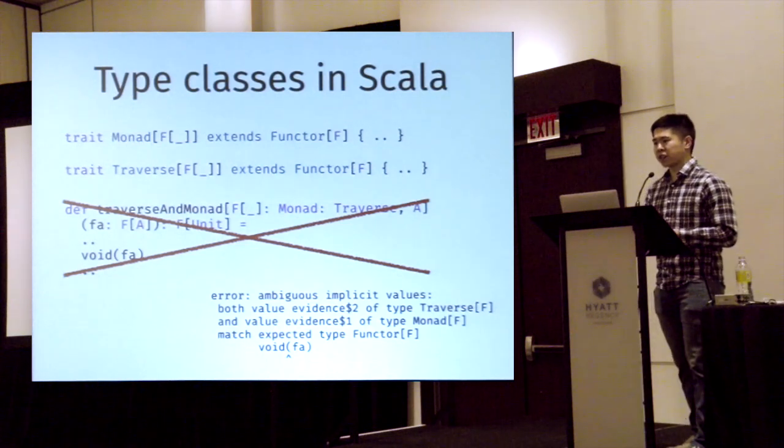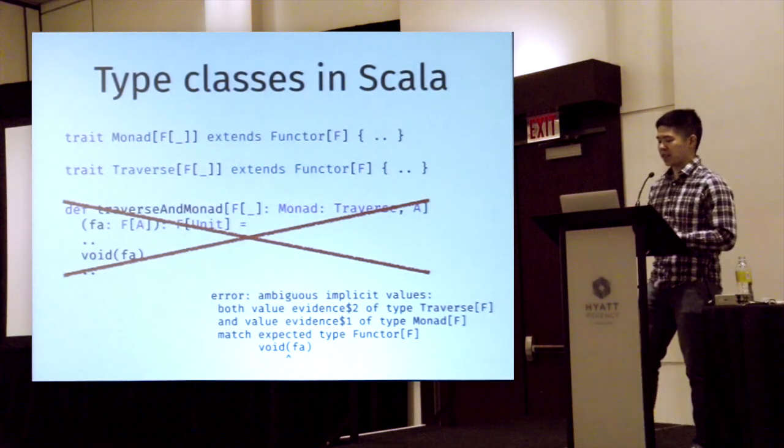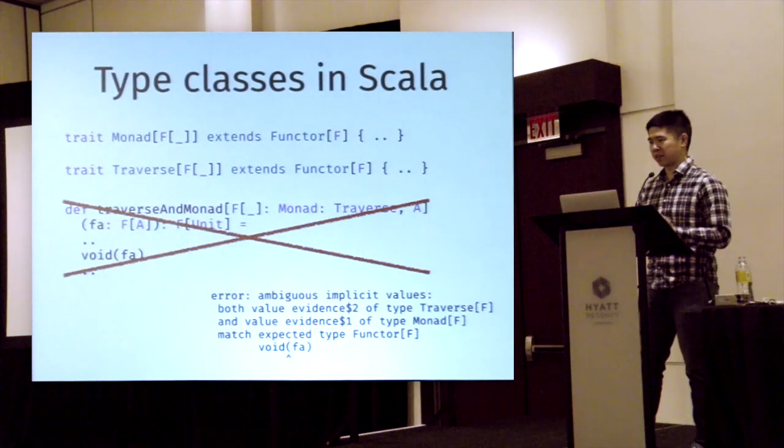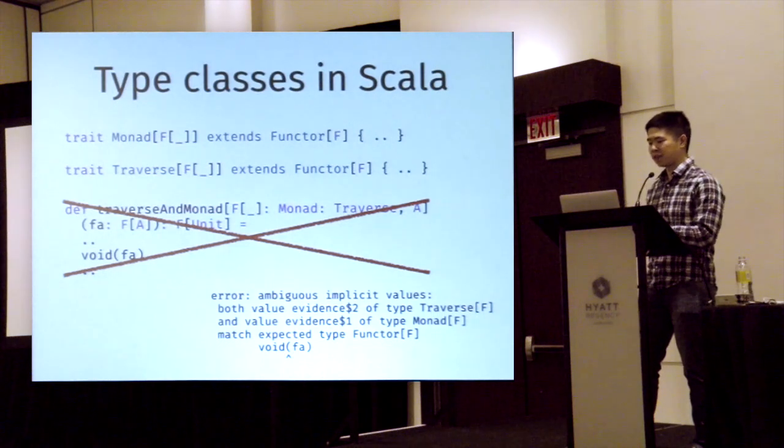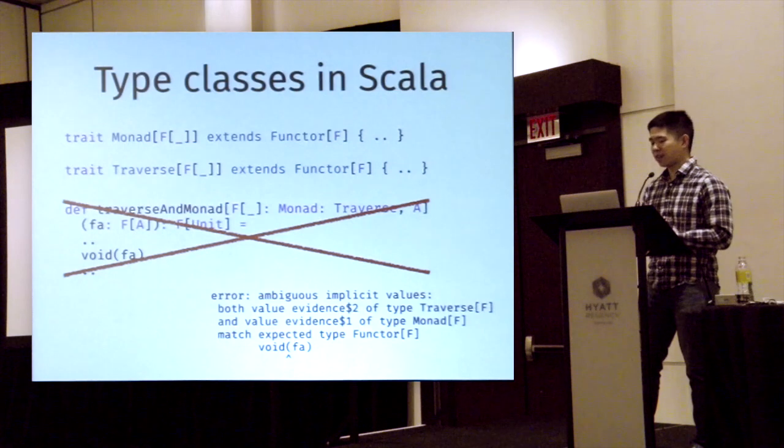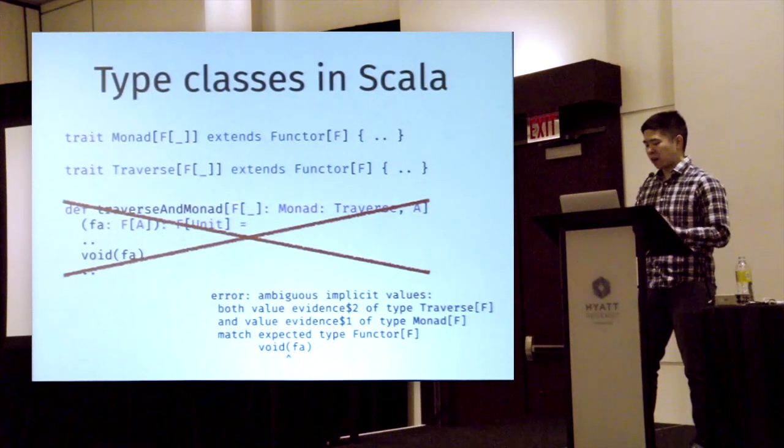In this particular case, we can fix the problem by just explicitly passing in the implicit argument, which basically takes the implicit resolver out of the picture, and we tell it explicitly which instances we want. This can get more complicated as we add more type classes and more complex type class hierarchies.